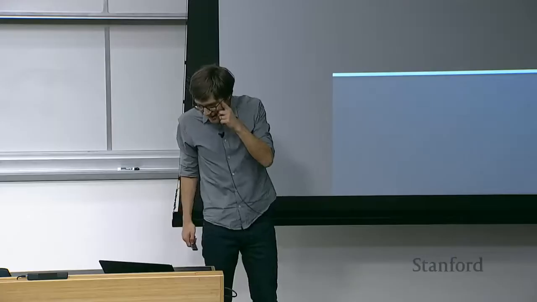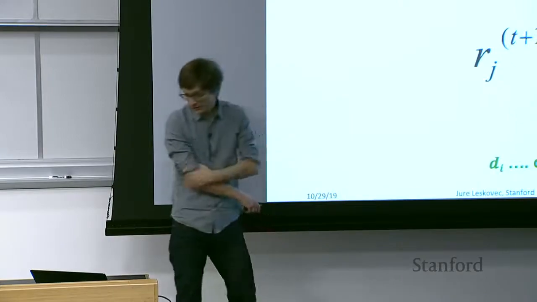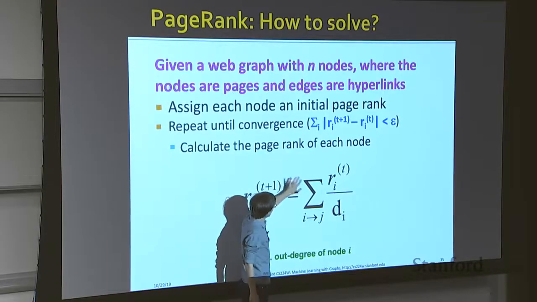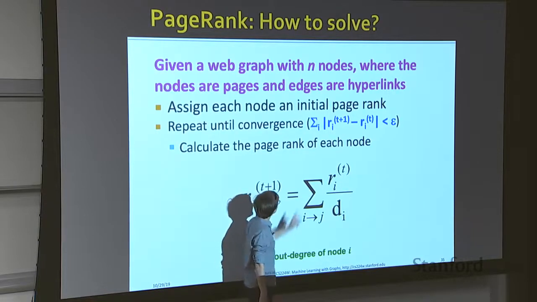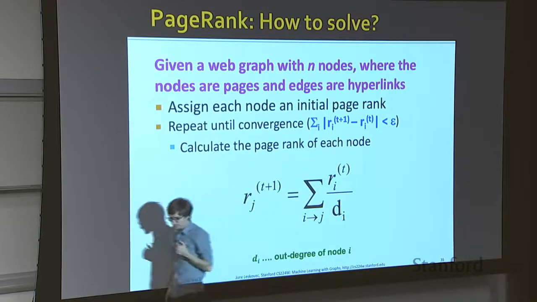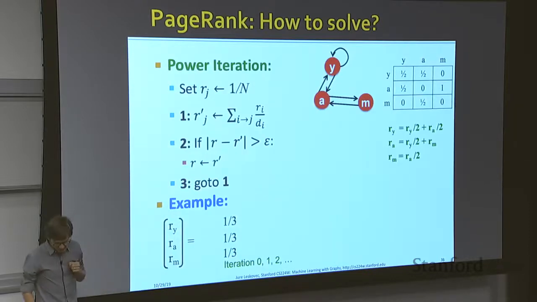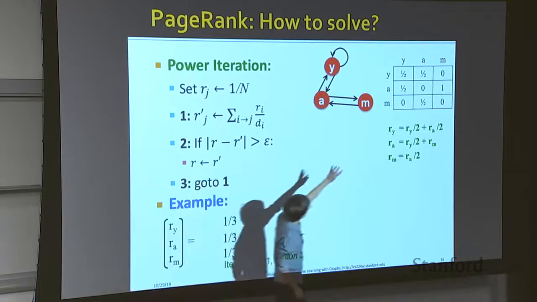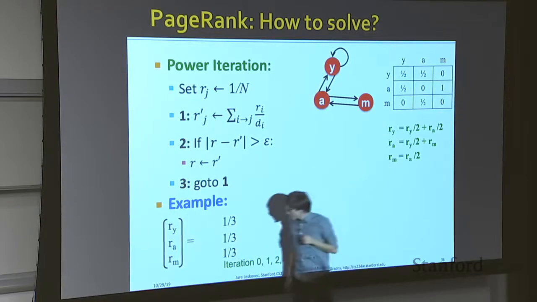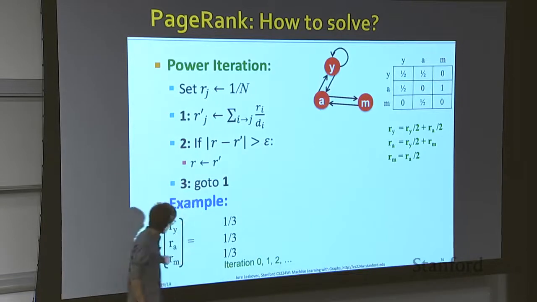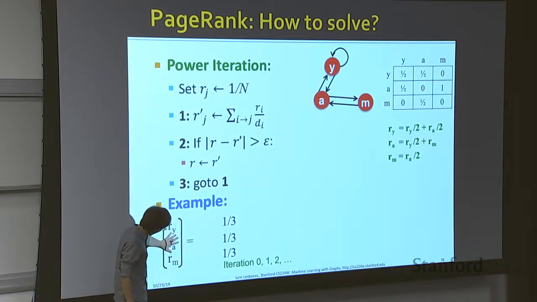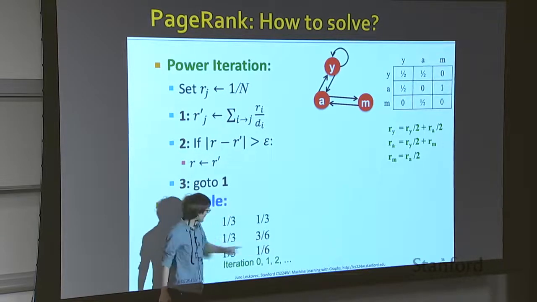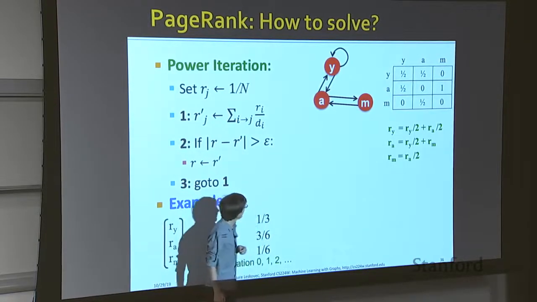Okay, let me now tell you a bit more about how to solve this, right? So we talked about this. We said we can run this R equals M times R iteration until we converge. So let me show you whether this will converge. Here's my iteration. Here's the graph. Here is matrix M. Here are the equations. Here is how I initialize. And all I will do now is take this R, multiply it with M, and I will get a new vector. And I will now take this vector and multiply it with M again.